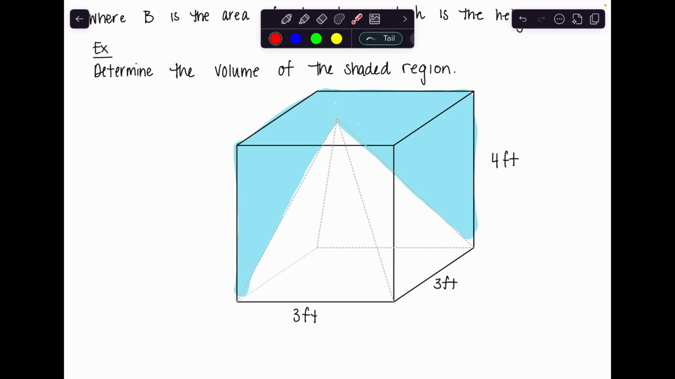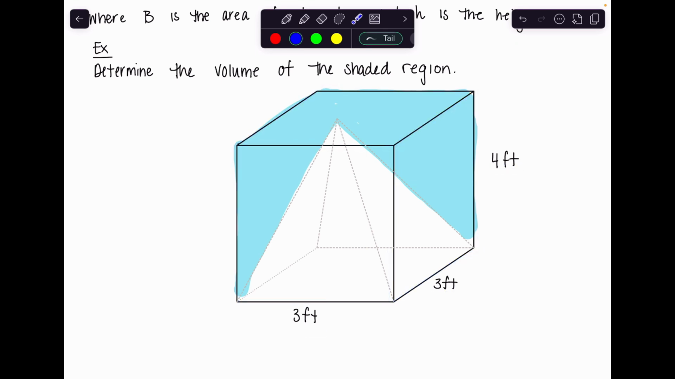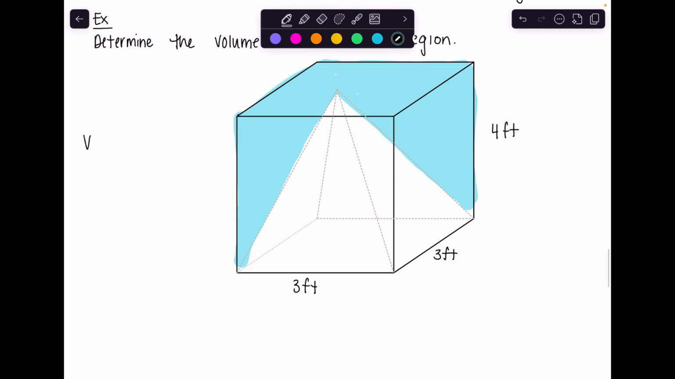So what we ultimately have here is we've got this cube, or this rectangular solid, because technically they don't have all of the same values here. And what we've done is we basically hollowed out a pyramid from it. So if I want to find the volume of the shaded region, I'm going to use subscripts: the volume of the shaded region is going to be the volume of the box, which is my bigger shape, minus the volume of my pyramid. So if I can find each of these things, I just go ahead and subtract it.